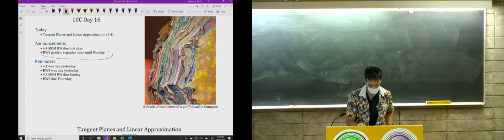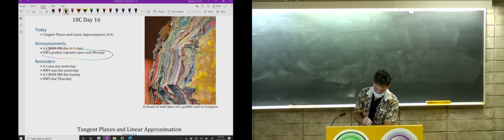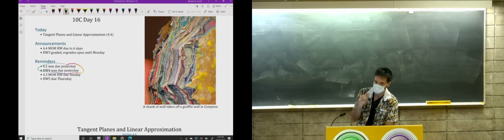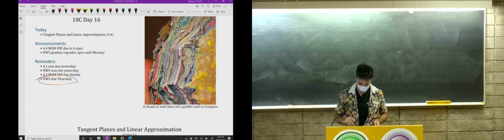I just posted an announcement that homework 3 is graded, so as usual, I'll give you 3 days to request regrades on it if you believe some of it has been graded in error. You had 2 assignments that were due yesterday, but you can still get them in today for a small penalty. And your next homework, unless I'm mistaken, is due on Sunday. And then written homework is due on Thursday, as usual.